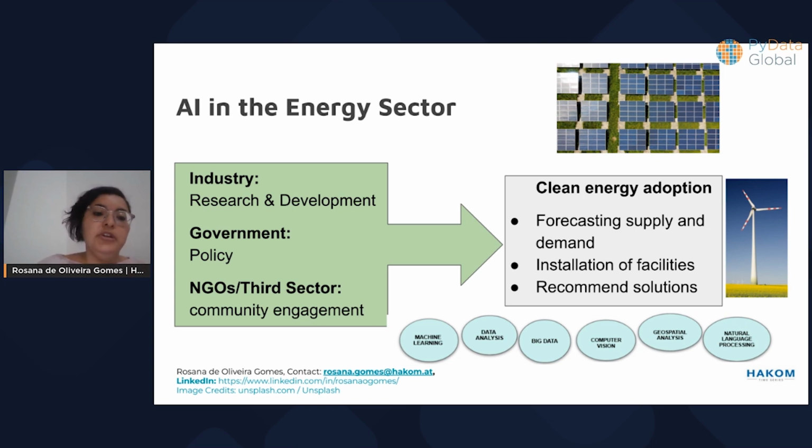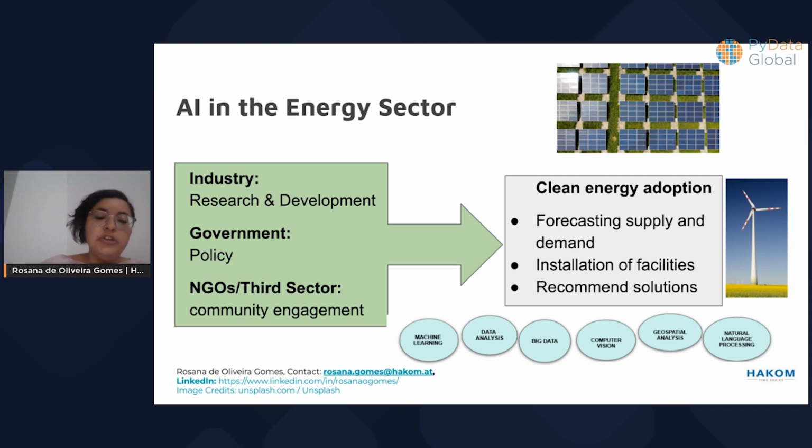And of course, in industry, we talk about a lot of research and development and the creation of new technologies, building new tools that can make this transition faster. But of course, there is a lot to do also with government in terms of policies and implementation of those policies, and also in terms of the third sector, by seeing how different communities engage and how the society itself can also be part of this energy transition.